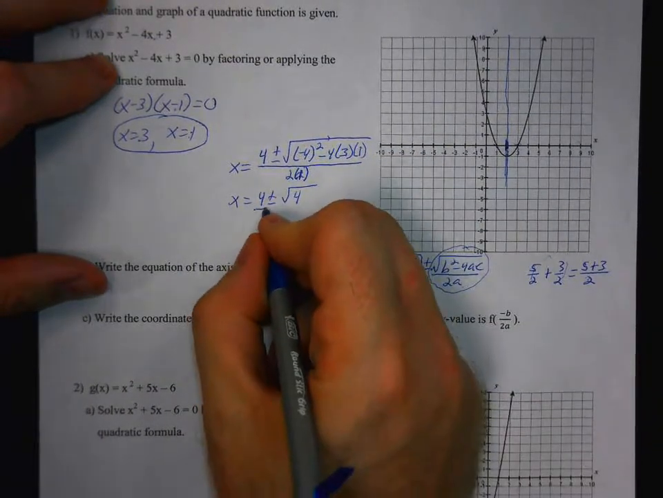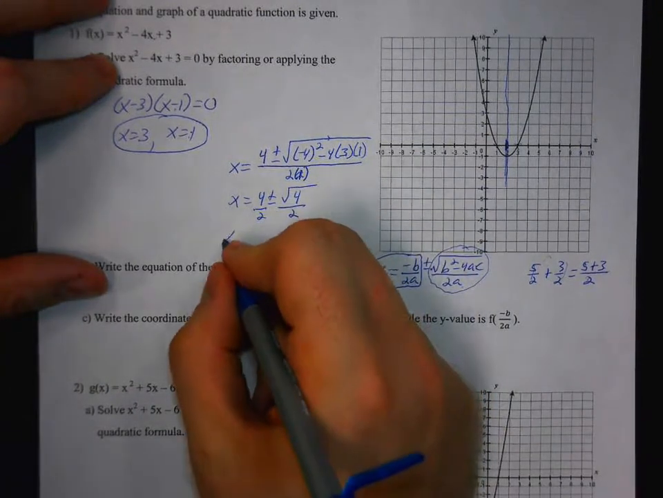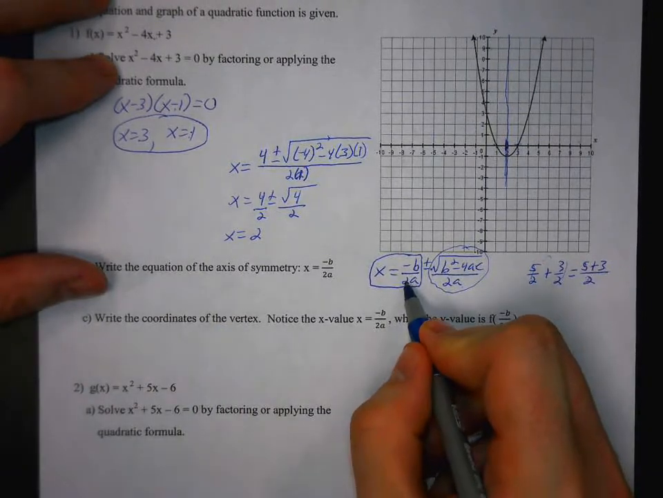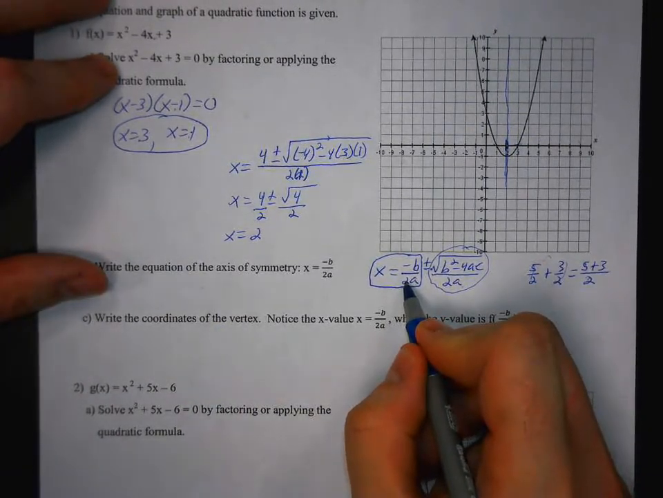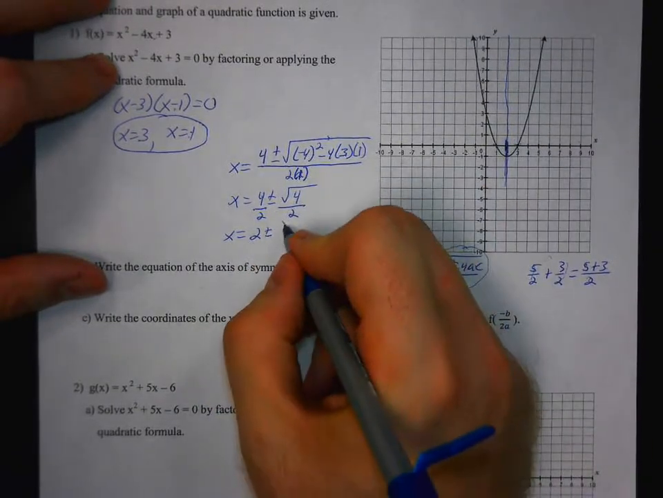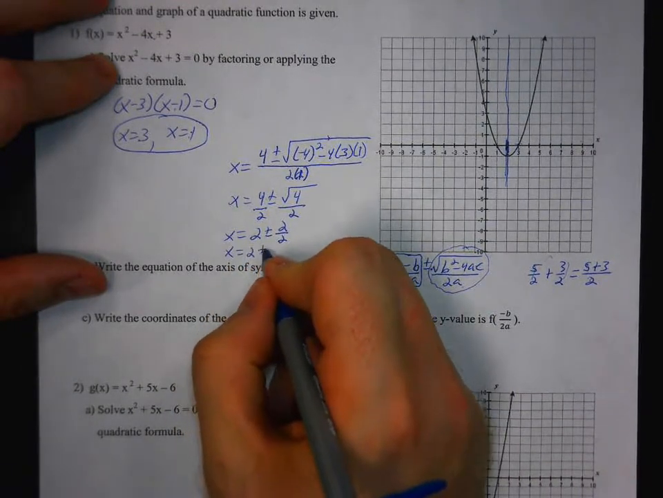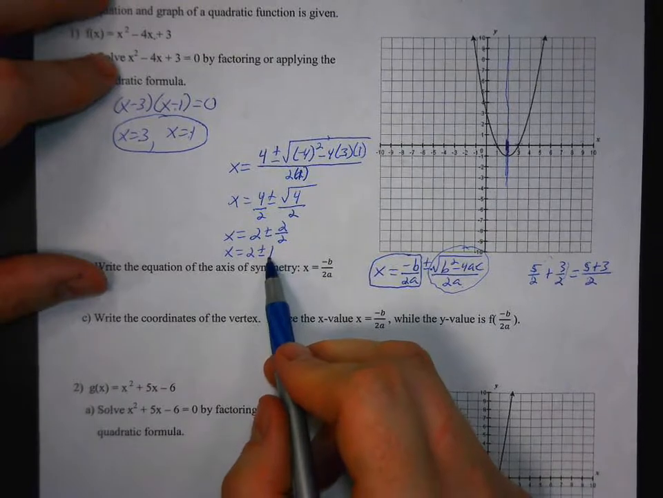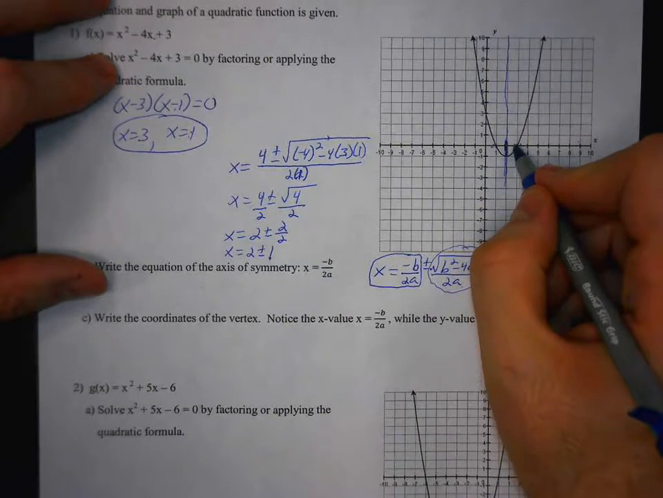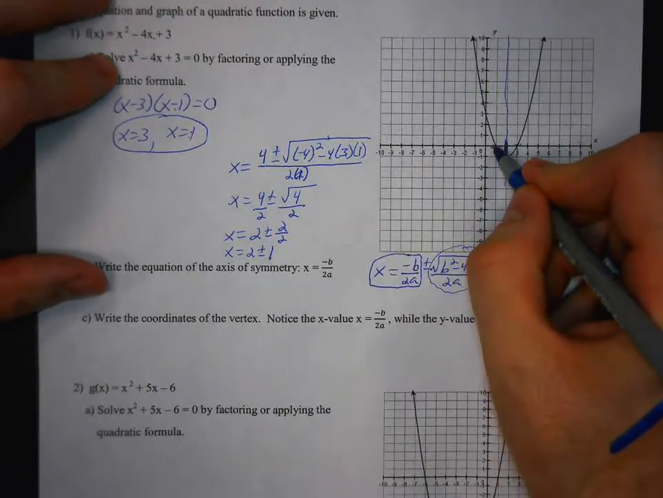Now I'm going to write it this way, though. I'm going to divide both by 2. So x equals 4 over 2 is 2. So x equals 2, that's this piece. That's the axis of symmetry, x equals 2. And then plus or minus, well, the square root of 4 is 2, divided by 2. So that'll be x equals 2 plus or minus 1. So that 1 is what you add to 2 to get to your x-intercepts. You add 2 plus 1 to get 3, and then subtract 1: 2 minus 1 gives you 1.